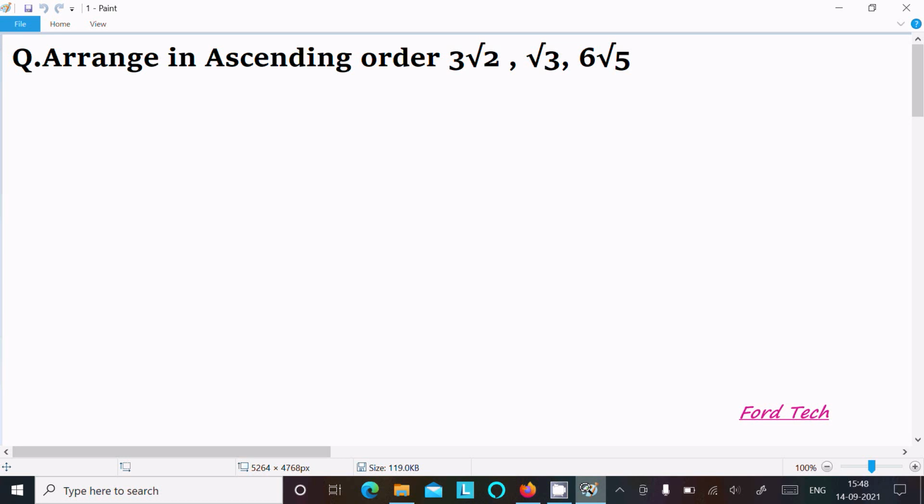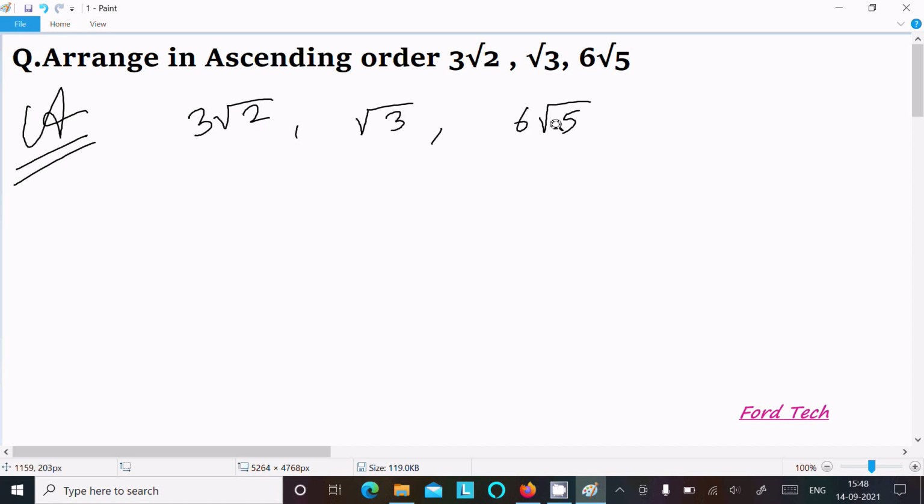In this lecture I'm going to arrange numbers in ascending order. So let's see the answer. Writing the given numbers: cube root of 2, square root of 3, sixth root of 5. After that we can write 2 power 1 by 3, 3 power 1 by 2, and 5 power 1 by 6.